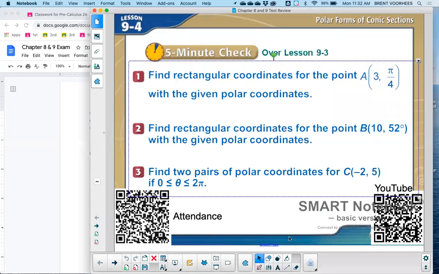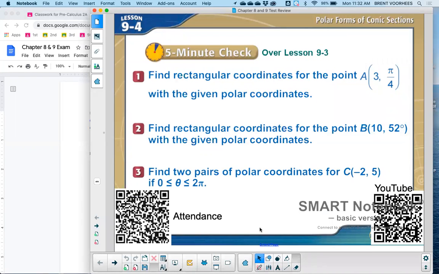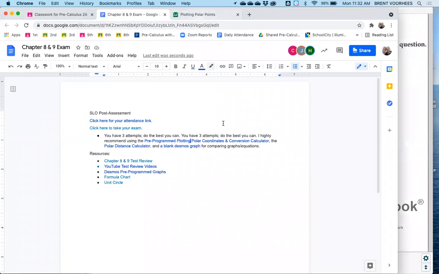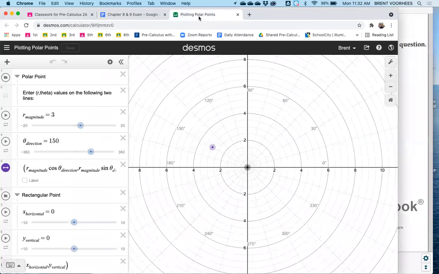All right, our test review, the actual test is going to be 10 questions. They're made up of 3 different types of problems. The first type of problem you might see is conversion. So this one says find the rectangular coordinates of the point with given polar coordinates. So anytime you're dealing with coordinates, I want you to use the plotting polar coordinates and conversion calculator. So I'm going to open that one up.